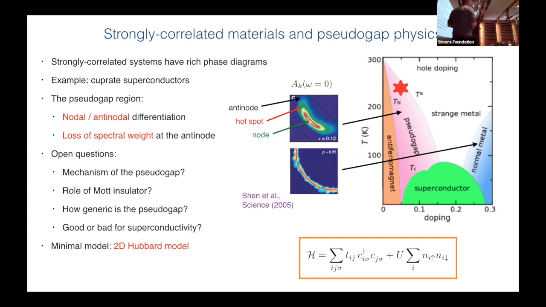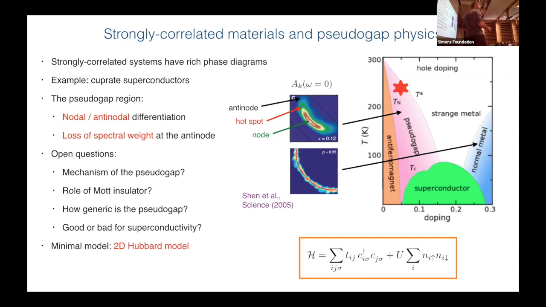So there are many open questions behind the pseudogap. What is the mechanism that drives the pseudogap? What is the role of the Mott insulator in the parent compound? Is it something very generic, or only seen in cuprates? Is it something specific to that, or is it more general? Then there are more questions about whether it is good or bad for superconductivity. So I won't answer all of these questions, but try to address at least some of them.